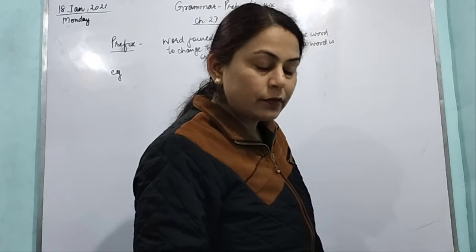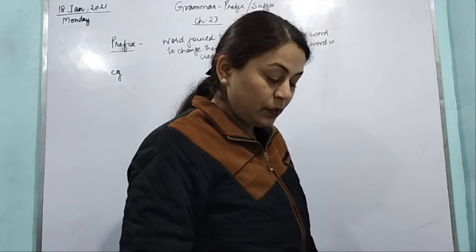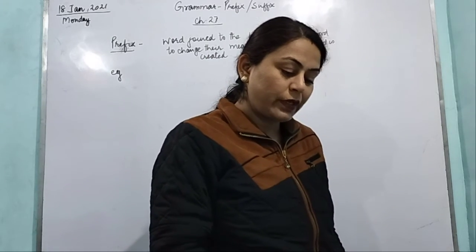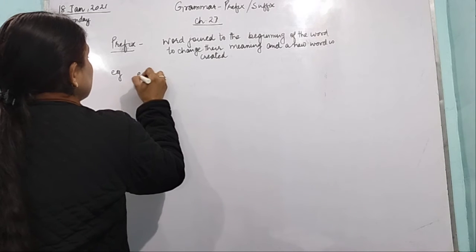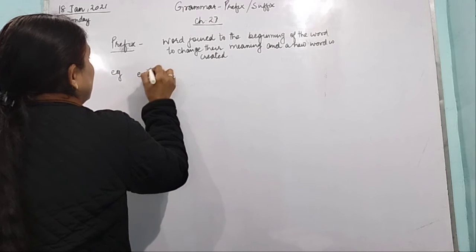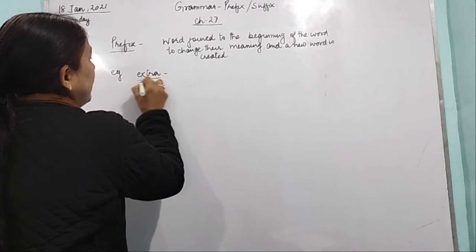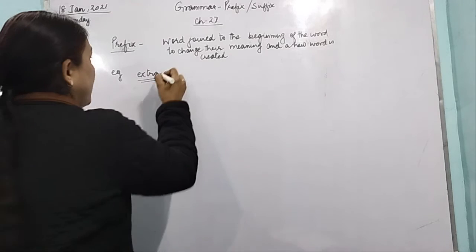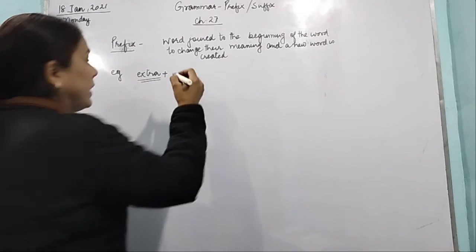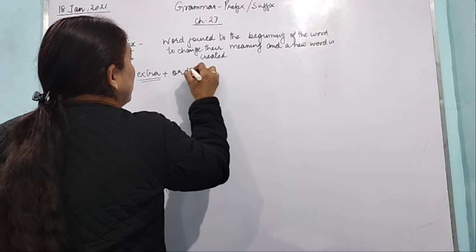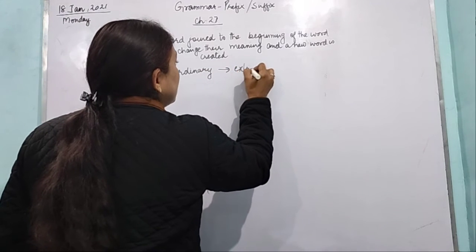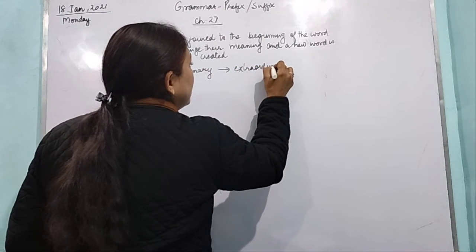So this is a difficult word. I'll prefer the easier one for just giving the example. Like take the word extra. Now we will take this extra. This we will be adding. इसके साथ हम कुछ add करेंगे. Extra के साथ हम कुछ और add कर देंगे. Ordinary. तो हमारा क्या word बन गया? Extra ordinary.